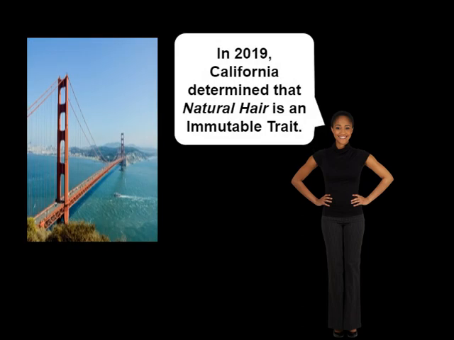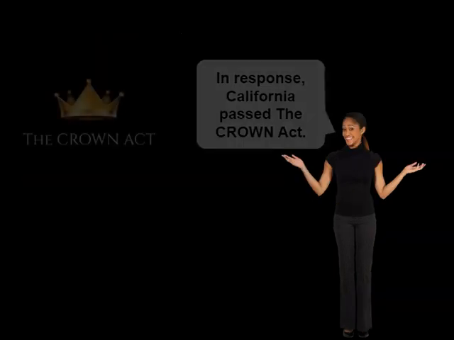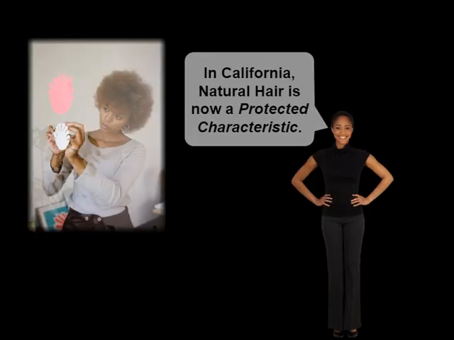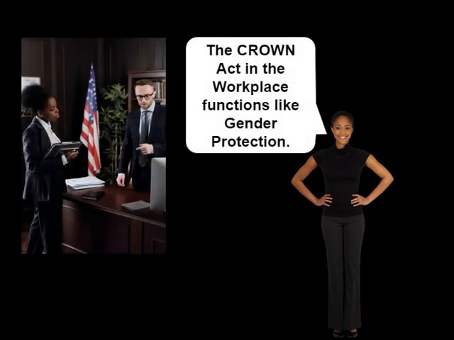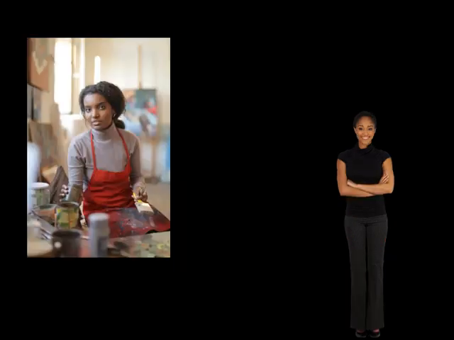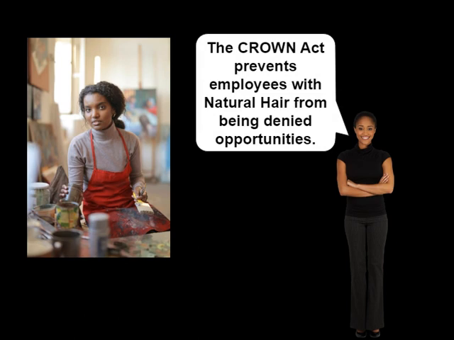In 2019, California determined that natural hair is an immutable trait. In response, California passed the Crown Act. In California, natural hair is now a protected characteristic. The Crown Act in the workplace functions like gender protection. We all know that women cannot be denied an opportunity simply because of their gender. The Crown Act prevents employees with natural hair from being denied opportunities.